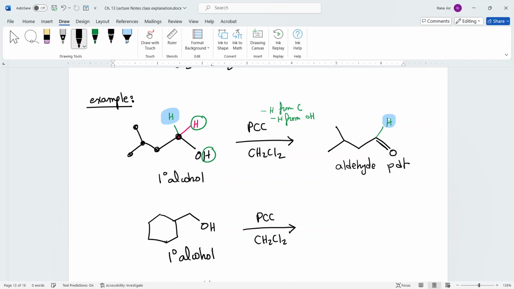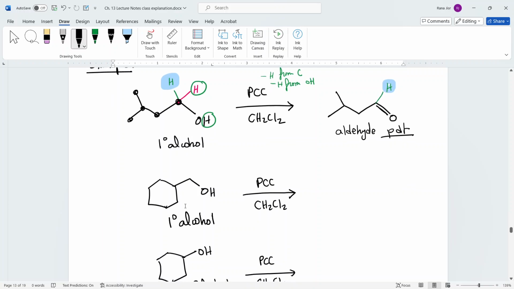Now it's going to be a product because this guy is mild. PCC is mild, it is not strong, so it doesn't have the power to continue the oxidation and oxidize this hydrogen into an OH, so you're going to stop at the aldehyde. Any primary alcohol will be oxidized into an aldehyde with a mild oxidizing agent. Doesn't matter what type, any primary alcohol. So this is why for these reactions it's very important to know what type of alcohol you're starting with, to know what type of product you are going to get.